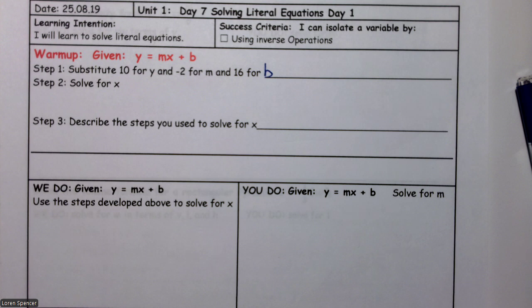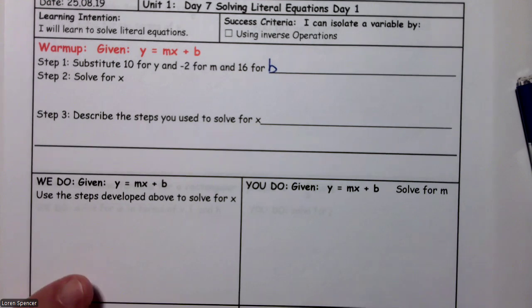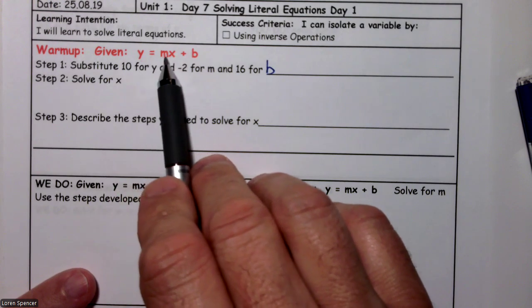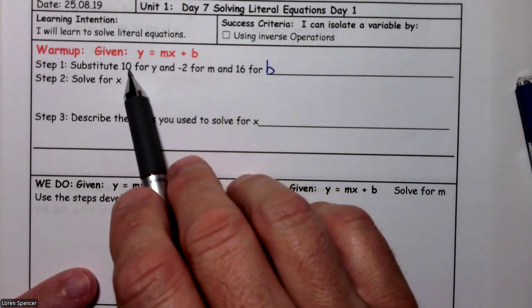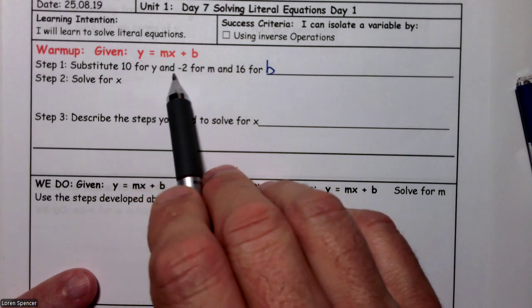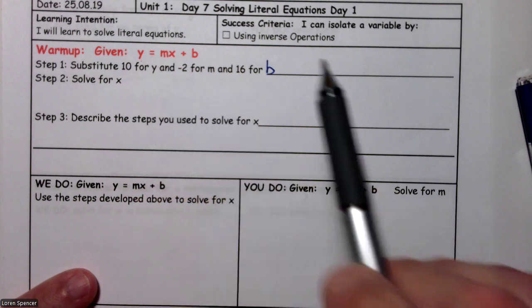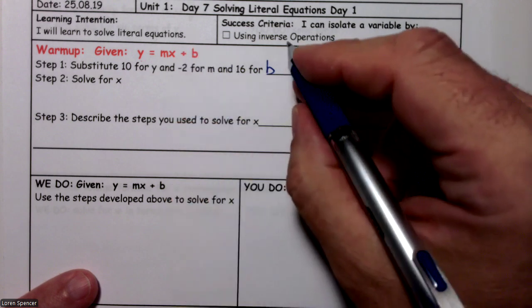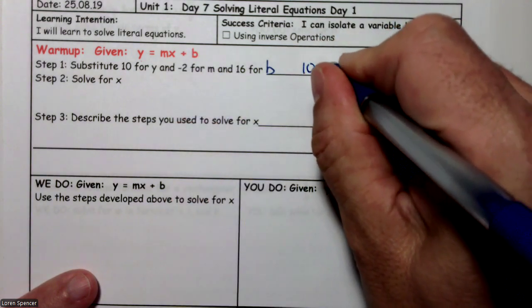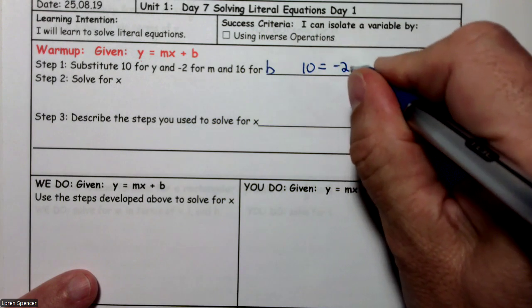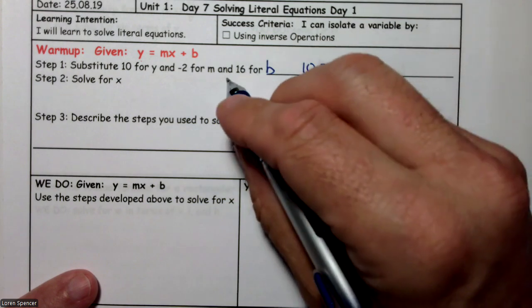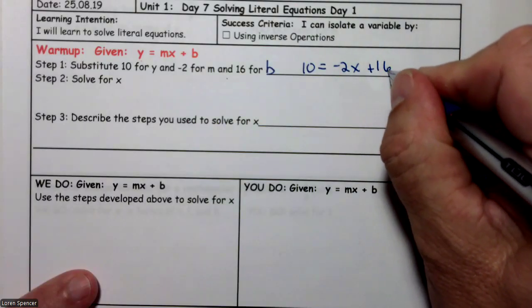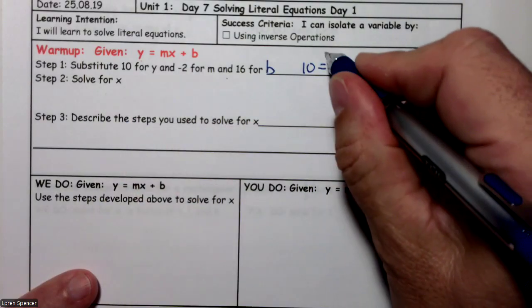So we're going to practice what we know by solving for x on an equation, and then we're going to turn it into a literal equation. That's how we're going to start. So we have the formula y equals mx plus b, which is the slope of the line, and you've seen that before. And it says substitute 10 for y and -2 for m and 16 for b. So if I do that, we're going to have 10 equals -2x plus 16. Then it says solve for x.